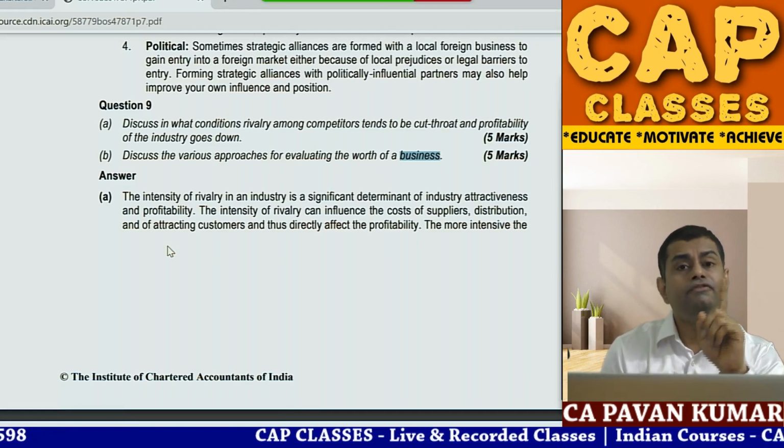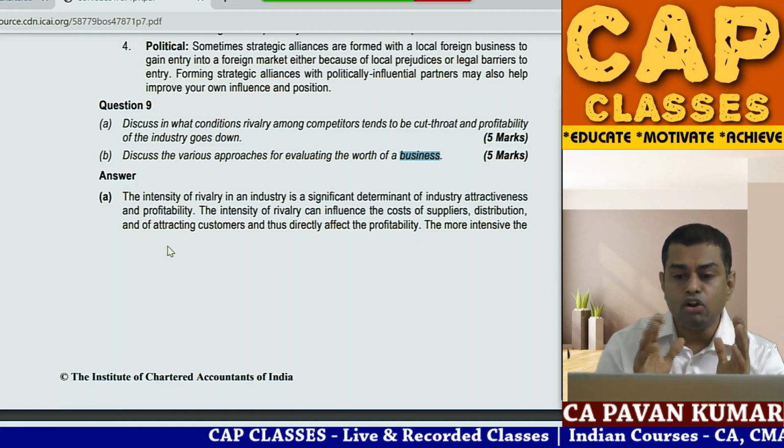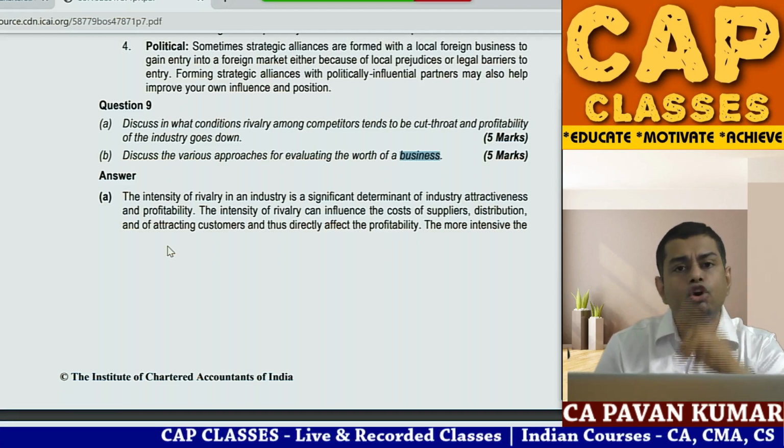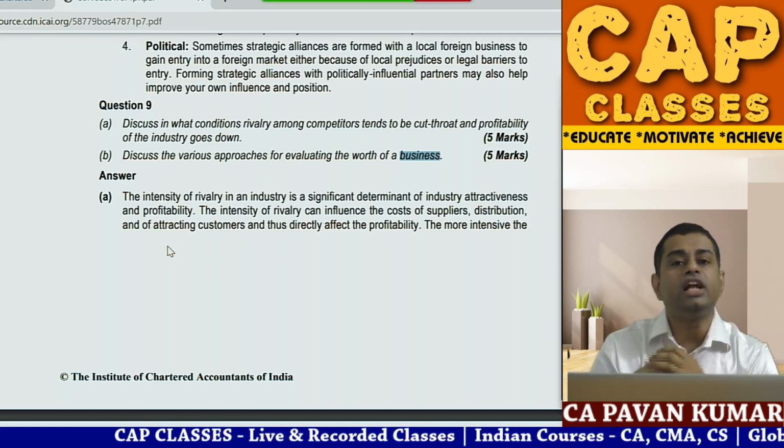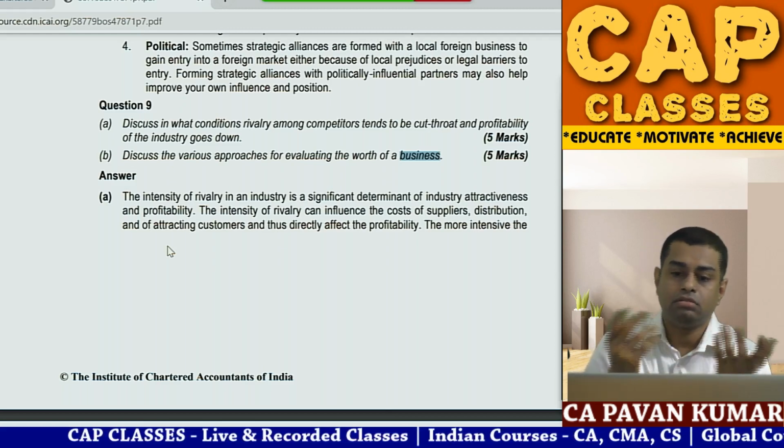For example, if you are running a petrol pump, a petrol filling station, do you think you can quote your market price? No. Government will tell you, sell it at 82 rupees. You have to sell it at 82.